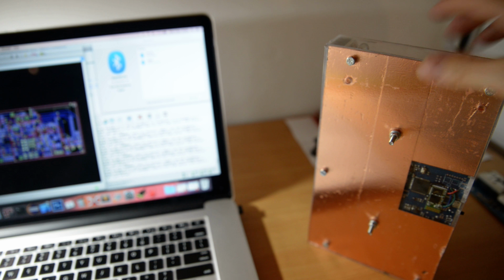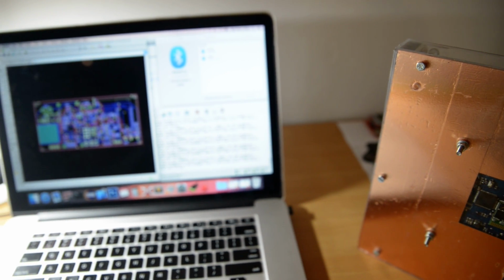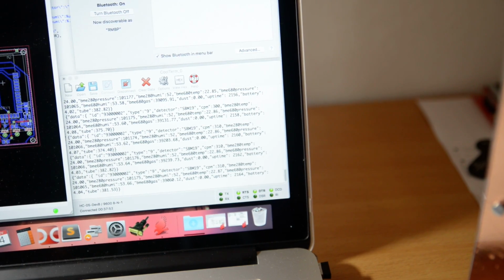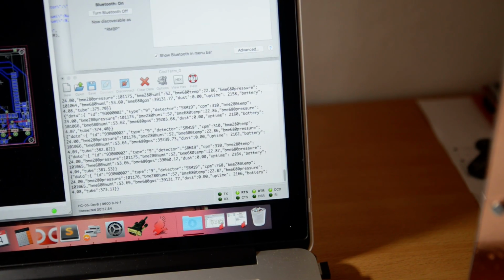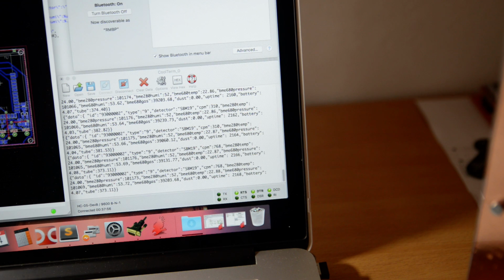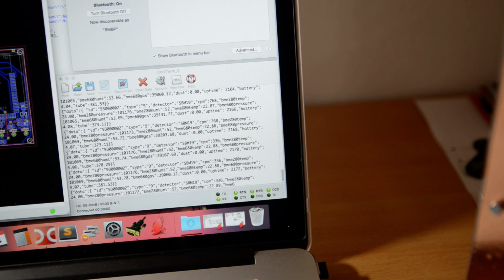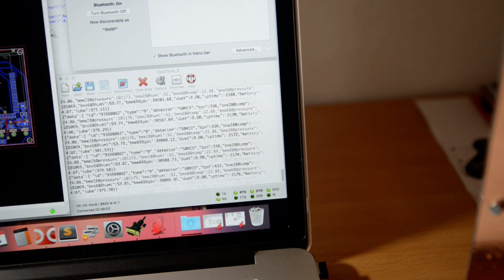Right now, the unit is connected to my computer and the data is being sent via Bluetooth. It is formatted as a JSON, and there are a couple of sensors connected, the BME 280 and the new BME 680, along with a sharp dust sensor.